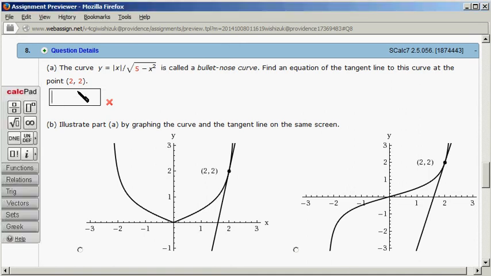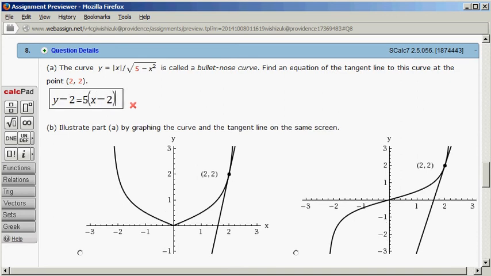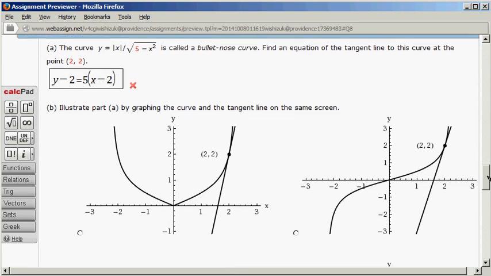So the equation is y minus 2 is equal to 5 times quantity x minus 2. Alright, so we have that. Then we can look for an example. So the slope is going to be 5.